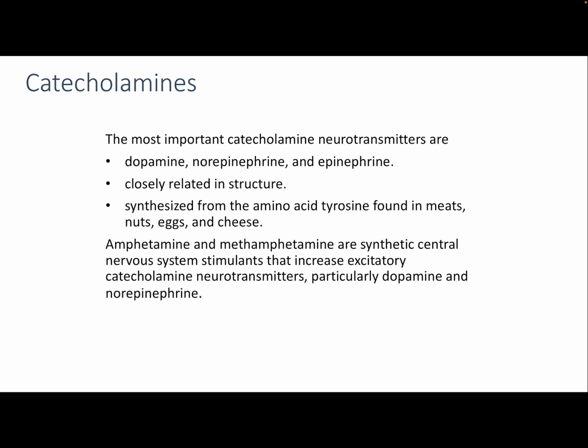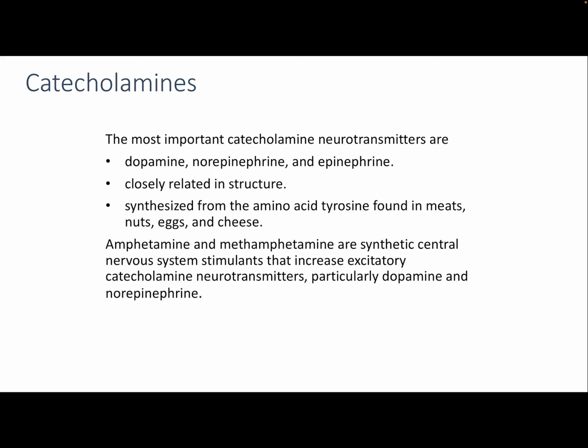Catecholamines. These are a type of neurotransmitter. The most important catecholamine neurotransmitters are dopamine, norepinephrine, and epinephrine. They're related in structure. That's why they're all grouped together. You can get them from the amino acid tyrosine that we get from our diet.